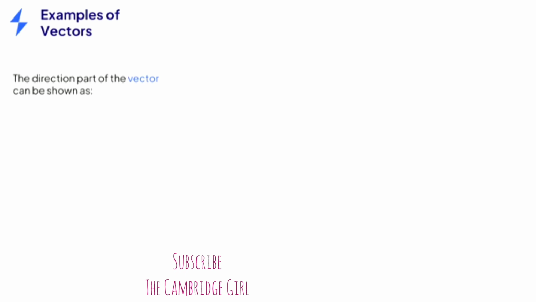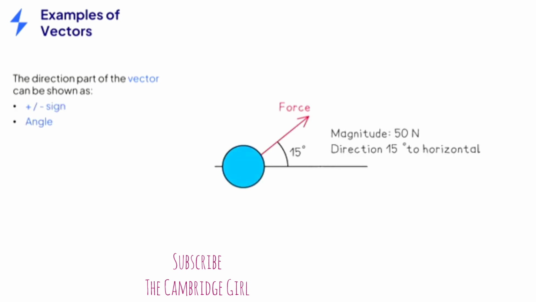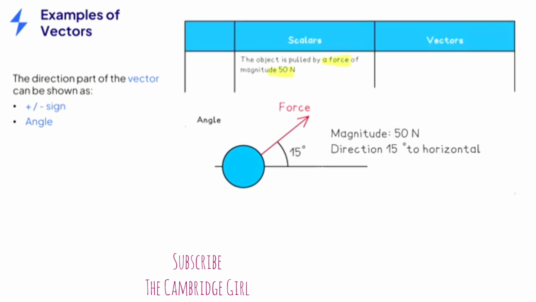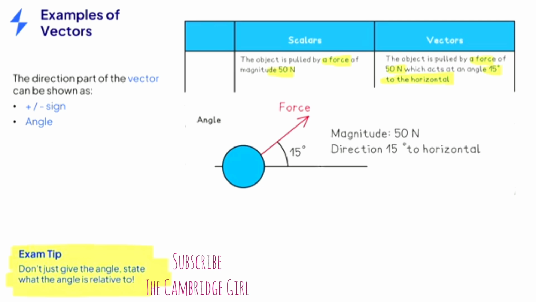The direction part of the vector can also be given by an angle. In this second example, the force has a magnitude of 50 newtons. This is the scalar. But as a vector, it can be described as 50 newtons at an angle of 15 degrees to the horizontal. To get full marks in this question, you must say that the angle is 15 degrees to the horizontal, or the description is not complete.